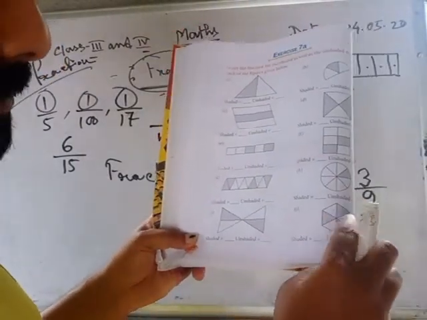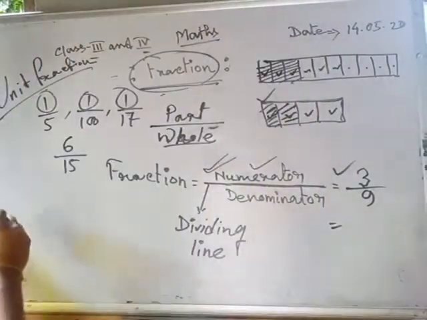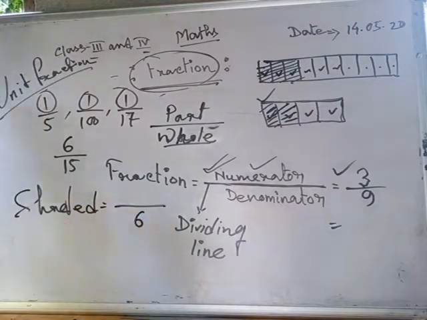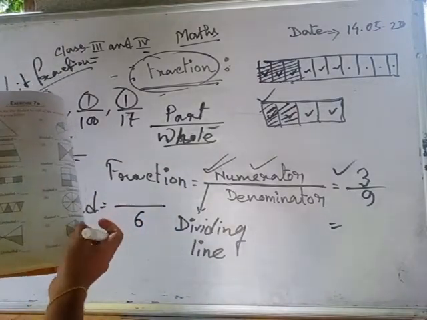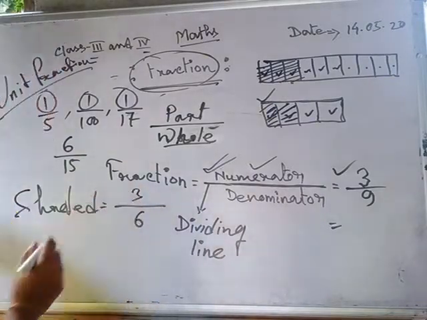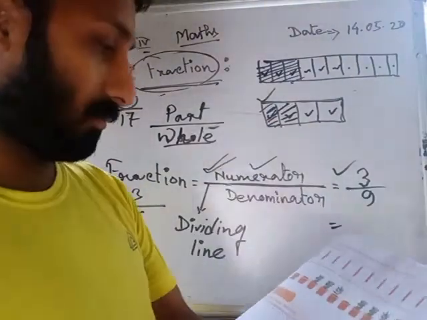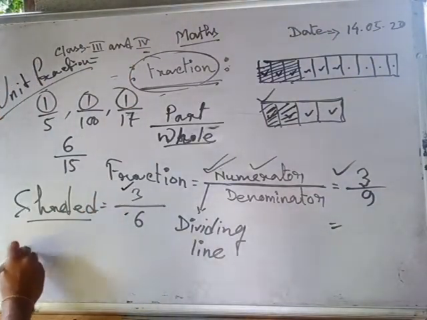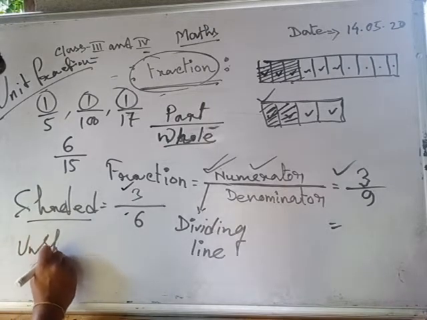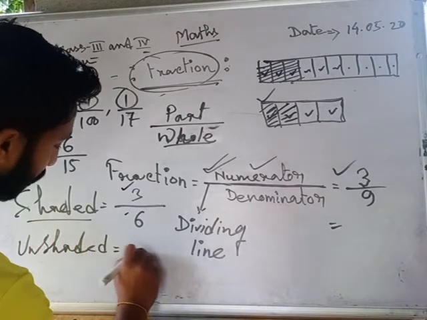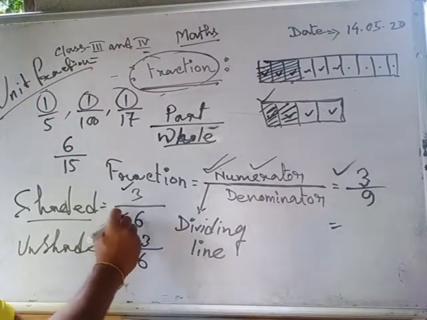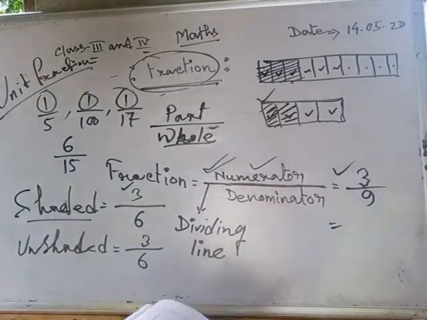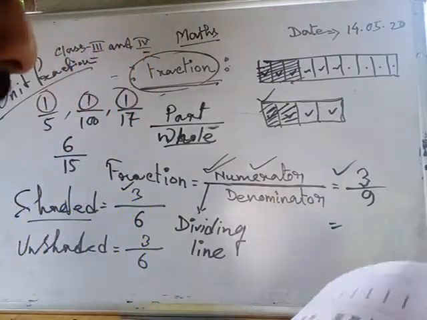1, 2, 3, 4, 5, 6. So we should write here 6 as the denominator, and 3 parts are shaded: 1, 2, 3. So we should write here 3. If 3 portions out of 6 are shaded, obviously the unshaded portion is also the same, because half of this portion is shaded and obviously the left half is the unshaded part.